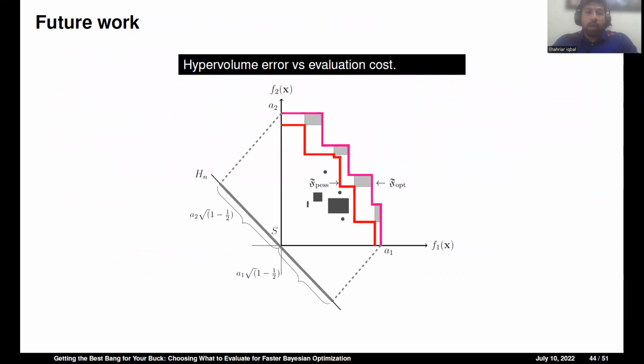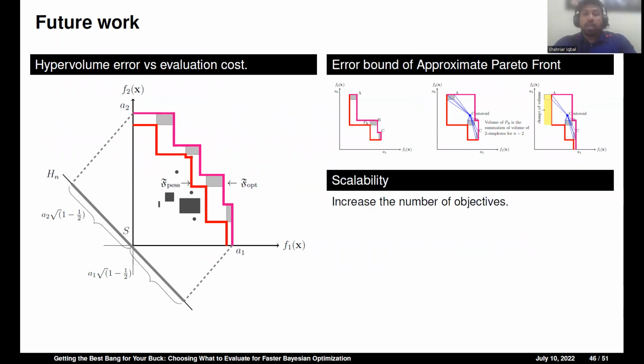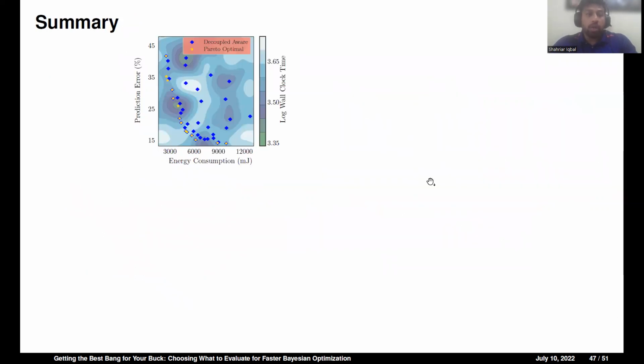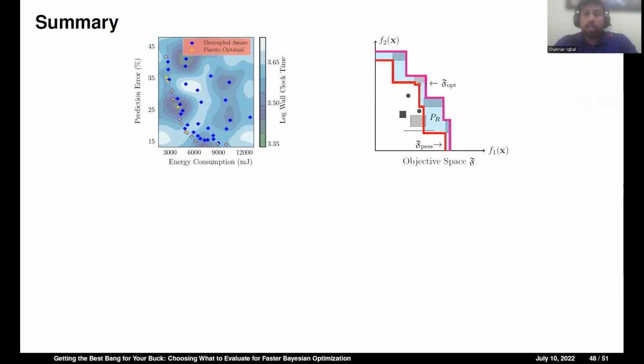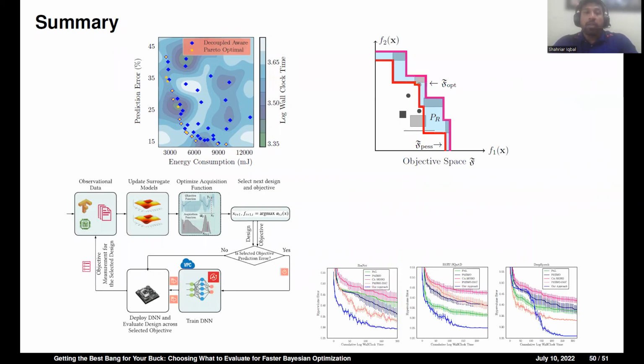As future work, we plan to perform a convergence analysis with hypervolume error and evaluation cost. We also plan to perform a convergence analysis using the error bound of the approximate Pareto front, and increase the number of objectives to determine the scalability of our approach. In summary, we initially talked about the scope of our work, then we described our algorithm, described the experimental setup, and finally the results.